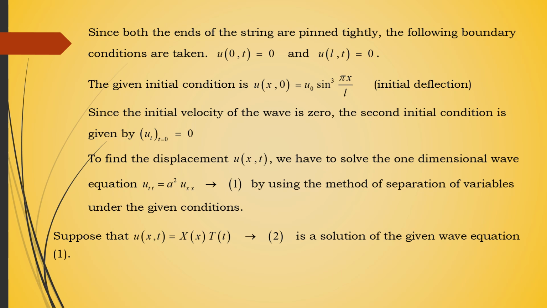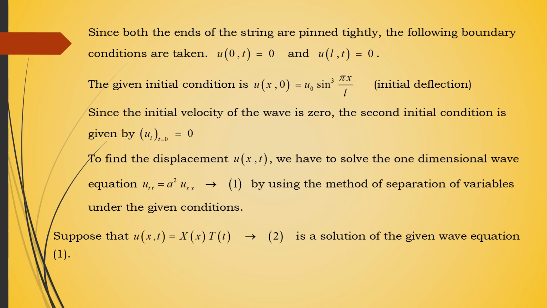Altogether, we have 4 conditions. Number 1, u of 0 comma t equals 0. Number 2, u of L comma t equals 0. These two conditions are called boundary conditions. Number 3, u of x comma 0 equals u naught sin q pi x by l.